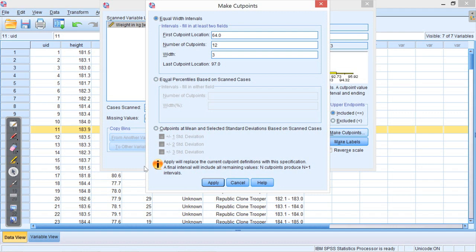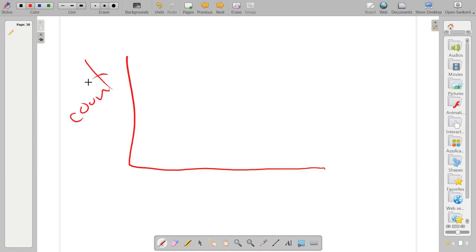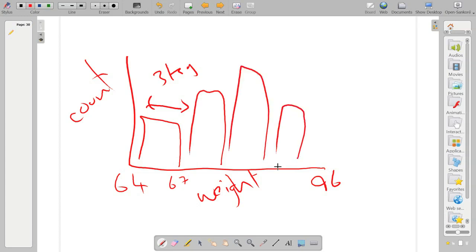So we're looking at weights, and so this is the weight of individuals, and all I'm saying is the weight is measured in kilograms, and so the width of the bin, last time it was in centimetres, this time it's in kilograms, so it's a 3 kilogram bin width. On here, count, weight, 64 to 96, and that bin width there is about 3 kilograms. So for the range, I'm going to count how many individuals have a weight between 64 and 67 kilograms, and then the number of bins is how many times I'm going to repeat this across here, and I've said 12.